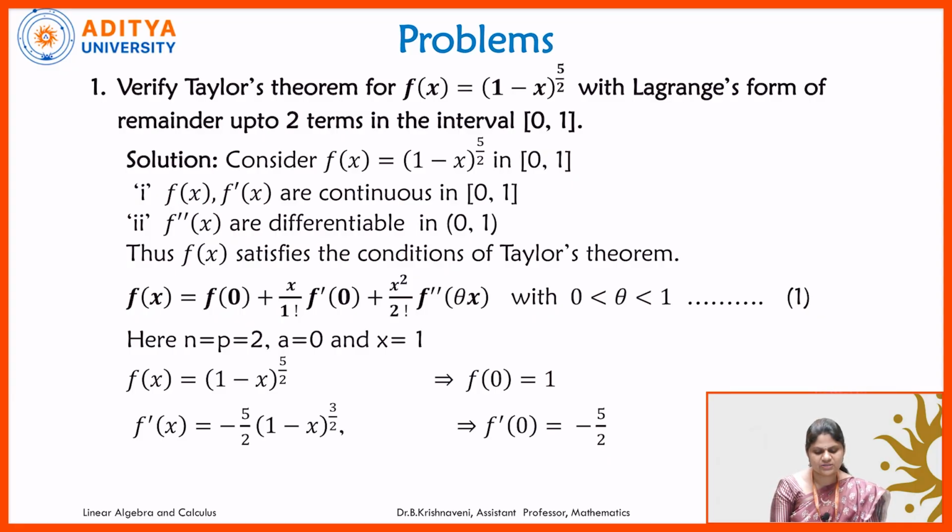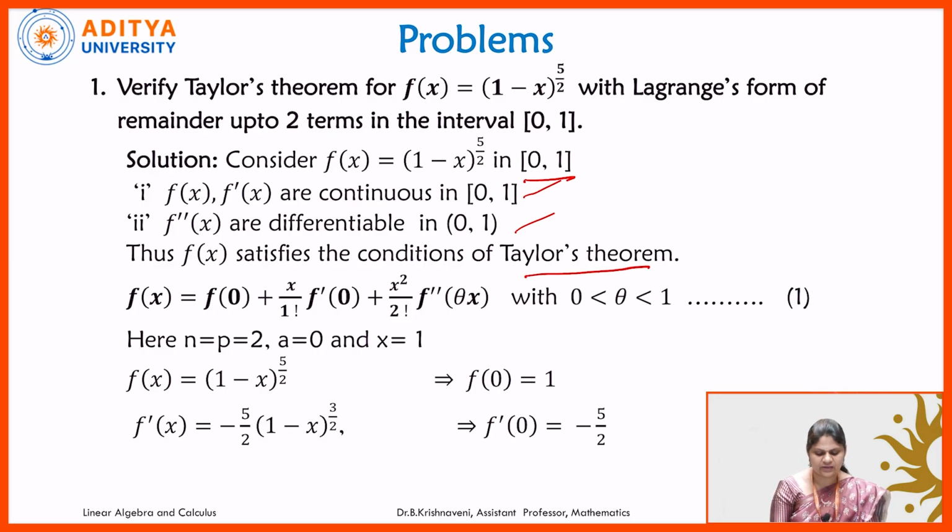Now the next question is to find Taylor's theorem for f of x is equal to (1 minus x) whole power 5/2 with Lagrange's form of remainder up to 2 terms in the interval closed 0 comma 1. So here consider f of x is equal to (1 minus x) whole power 5/2 in the given interval closed 0 comma 1. Clearly both f of x and f dash x are continuous. Similarly f double dash x is derivable in the open interval 0 comma 1.